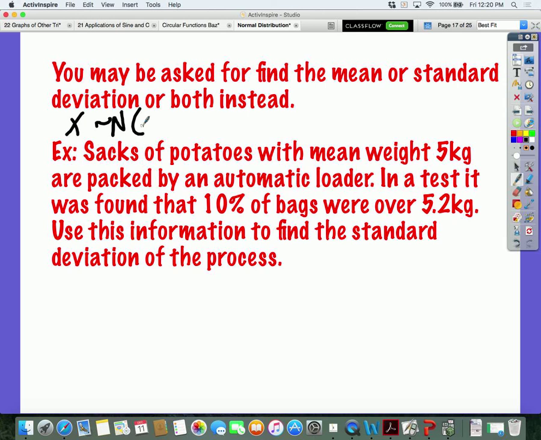What's our mean? 5. And they're asking us to find our standard deviation. So we have a lot of information here. The first little bit is 10% over 5.2. 10% of the bags are over 5.2. So how would I represent that?